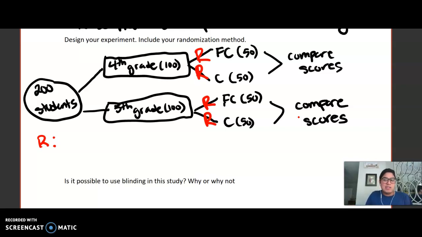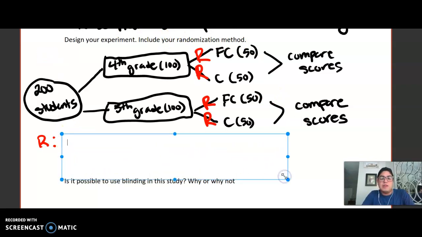So here's what we can do, just a simple thing. There's only two outcomes. Why don't we just flip a coin? So here's what we'll do. And we need to specify that within each block, you will flip a coin. If heads, the child will get flashcards, and if tails, the child will get a computer.